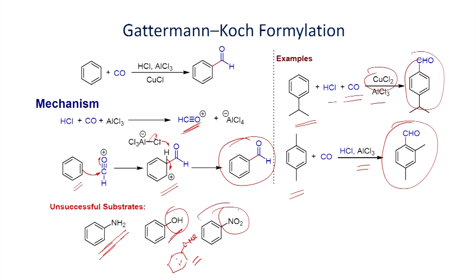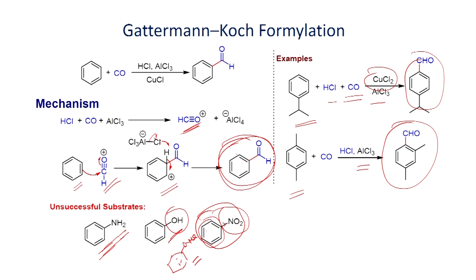Similarly, in the case of nitrobenzene, this aromatic ring is electron poor, in other words, when you have an electron withdrawing group, the nucleophilicity of the benzene ring is considerably reduced. Therefore, it is not sufficient to undergo reaction with the acylium ion to give benzaldehyde as a product.